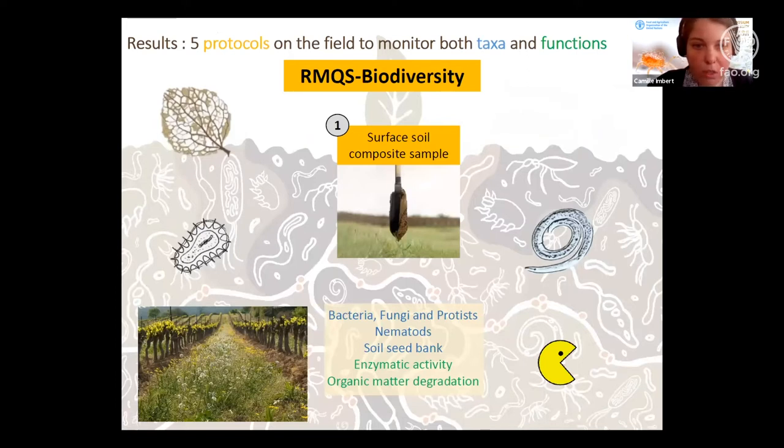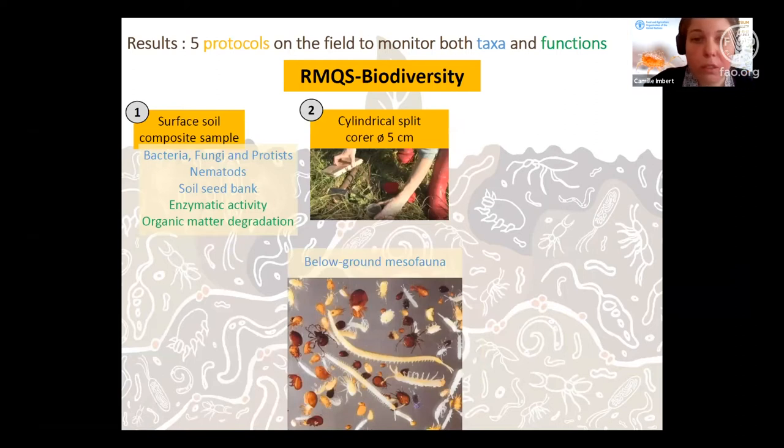The first one is a surface soil composite sample, which is actually already done in the RMQS, but allows us to follow microorganisms like bacteria, fungi, protists, and nematodes. Also the soil seed bank, so we have a measurement of the flora, and also 2 soil functions, the enzymatic activity and the organic matter degradation. The second one is a cylindrical split core of 5 centimeters diameter that allows us to follow the below ground mesofauna like springtails, mites, etc.